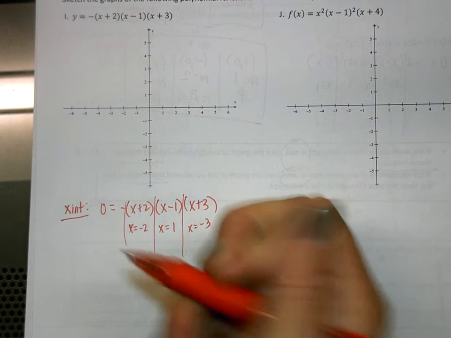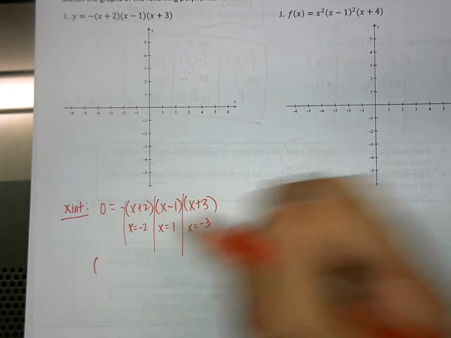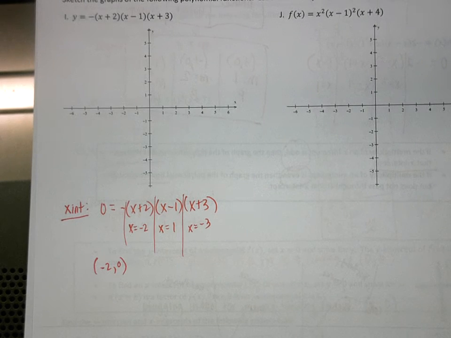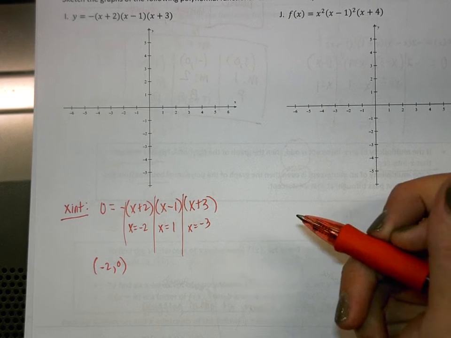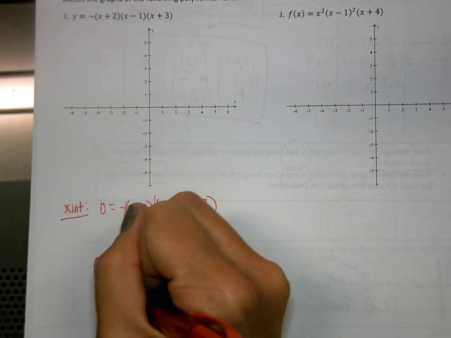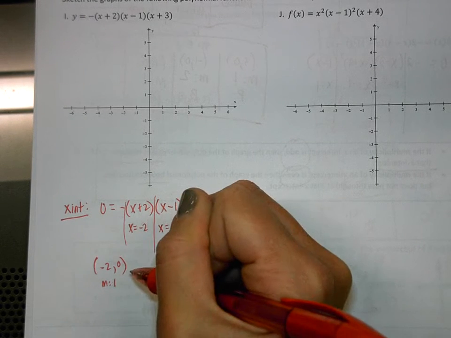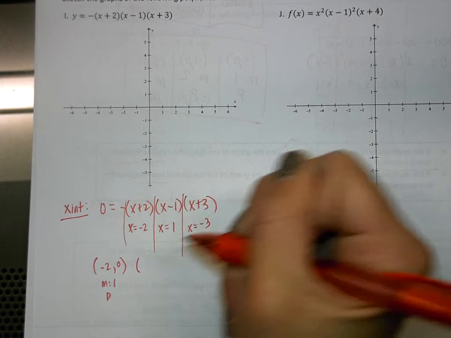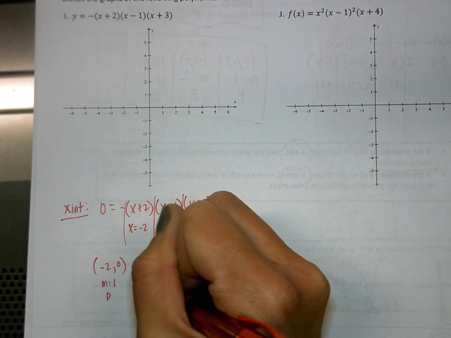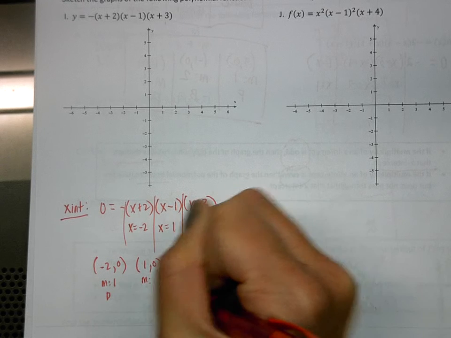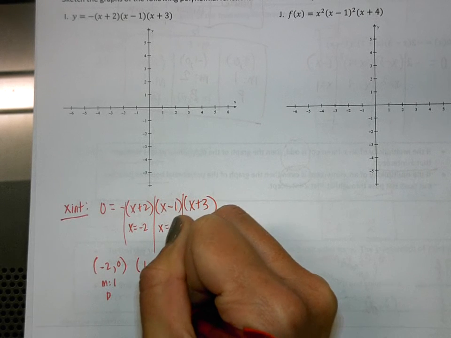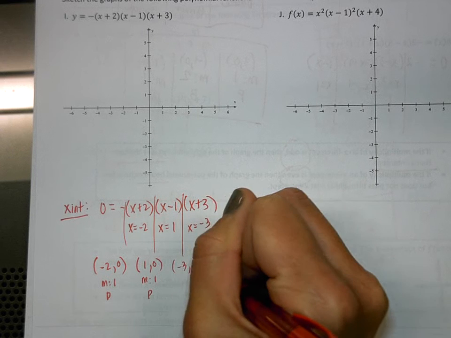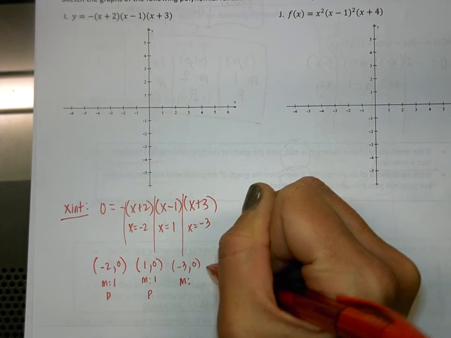So I have these ordered pairs, and they will be -2, 0. And at -2, 0, that has a multiplicity of what? 1, which means it will pass through. Okay? Then I have an ordered pair that will be 1, 0, and that also has a multiplicity of 1, which means it will pass through. And then I have the ordered pair of -3, 0, which also has a multiplicity of 1, and it will pass through.